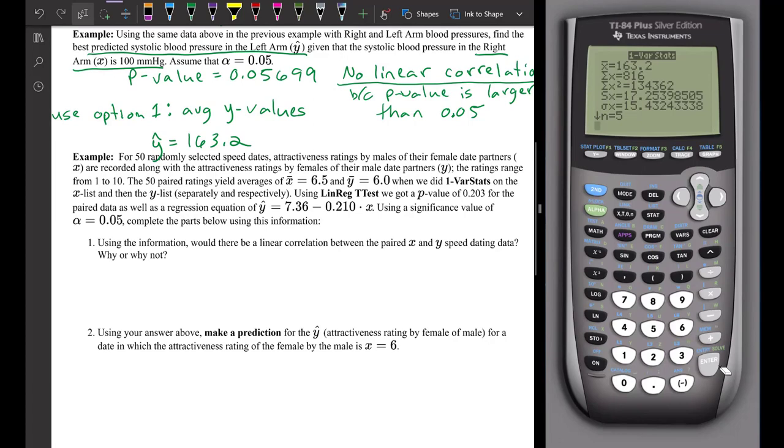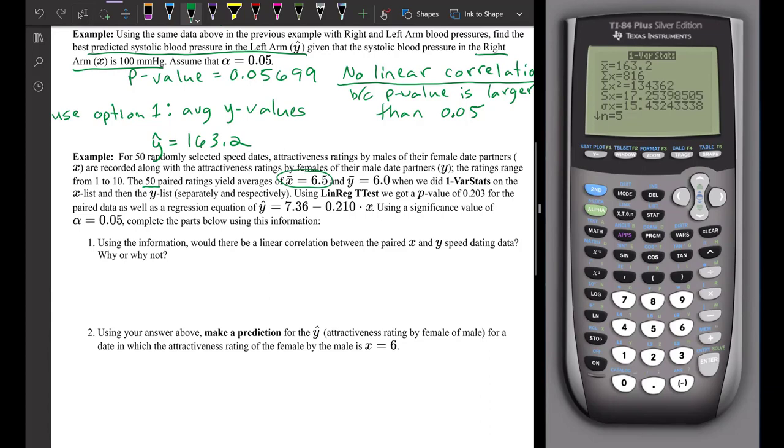And then the females got to rate the males of their speed date partner, which will be our Y values. So the females' ratings were the Y. And you can see here the 50 pair data, which we don't even have the data. They don't give it to us in the problem. But we actually do have enough information to figure this problem out. Okay, but the 50 pair data had averages of, and it says X, the average of the men's ratings, it was 6.5. So the average of women that they rated or whatever they say is 6.5.